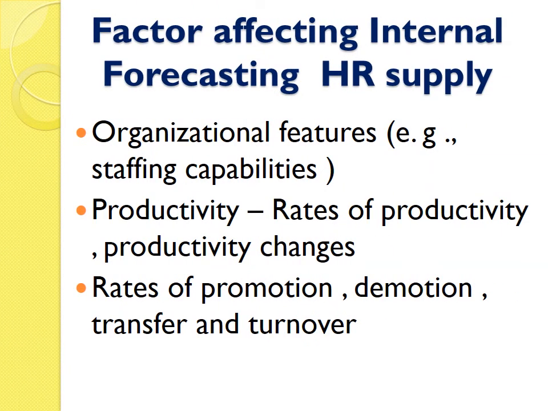Number 1, organizational features. Again we repeat, the internal factors are organizational features. For example, staffing capabilities. Then comes productivity, which means rates of productivity or productivity changes. Then comes the rate of promotion, meaning promotion of people working in the organization, or the rate of demotion, how many people have been demoted. Then comes transfer, and at the last there is turnover.